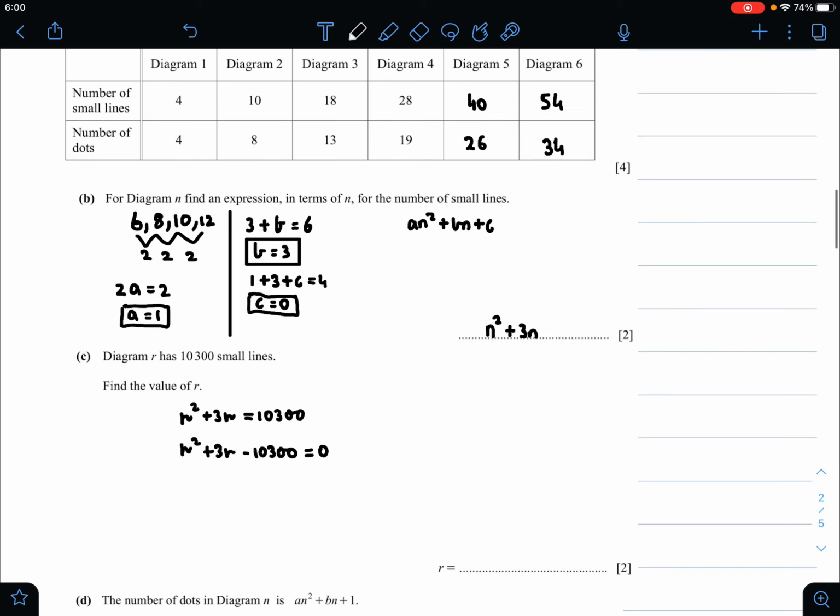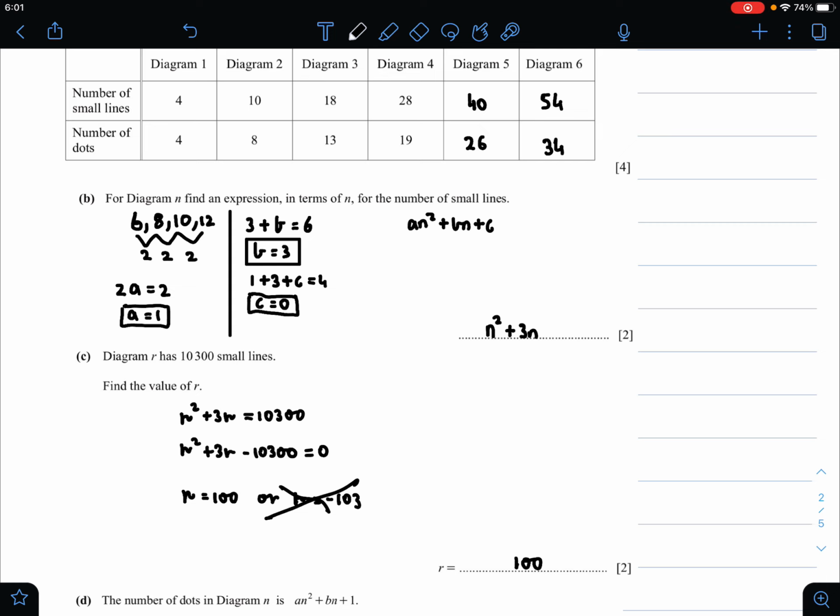So now all you need to do is input this equation into your calculator. When you do that in the equation mode, the quadratic equation mode, you input the values of A, B and C, and therefore you will get your answers as R is equal to 100 or R is equal to negative 103. Now, the diagram number cannot be negative, and therefore our final answer will be 100.